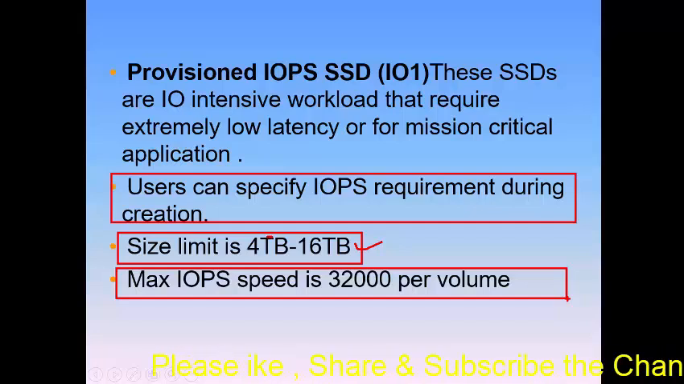32,000 per volume. Earlier I said TB by mistake, it's GB. Sorry for that. So your general purpose can be 1 GB to 16 TB, but provisioned IOPS is 4 GB to 16 TB.